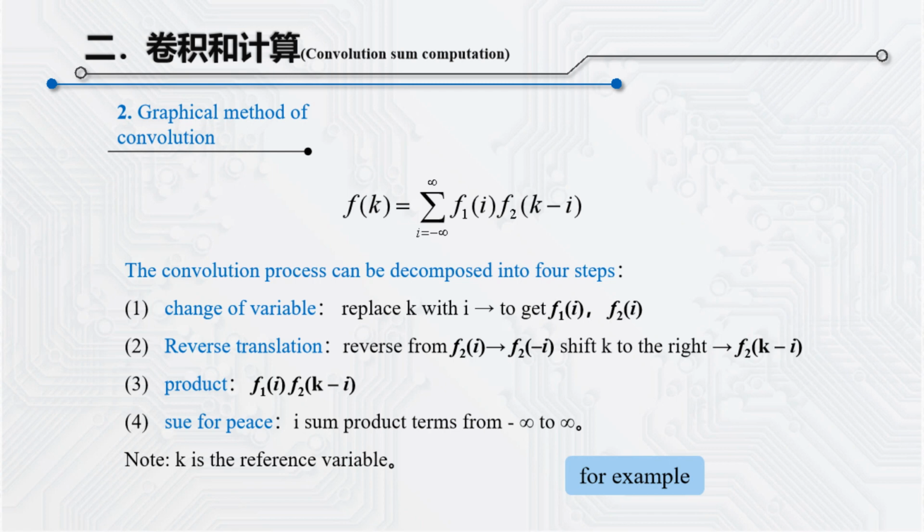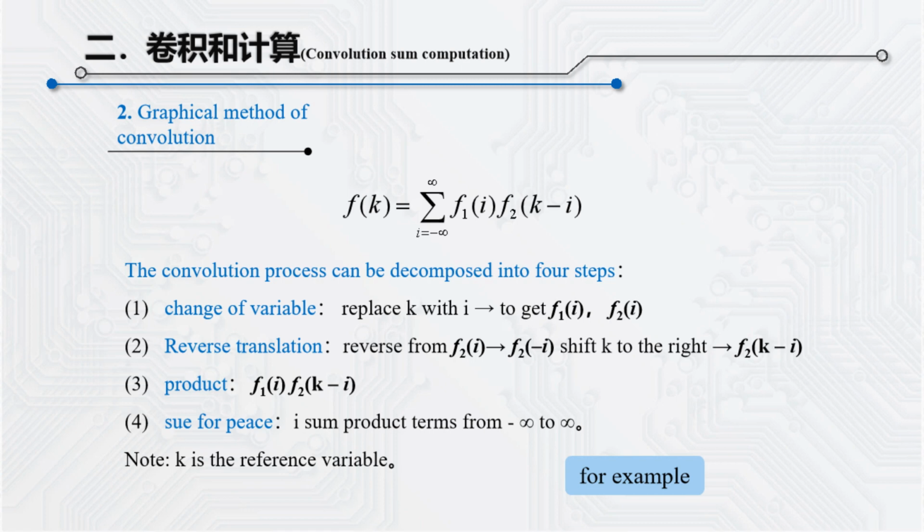The second method is the graphical method of convolution sum. The graphical method of convolution sum is divided into 4 steps. So from the expression for the convolution sum, we can see that the first step is to complete the variable exchange process. Exchange the two sequences separately, from k to i, you get f1 of i and f2 of i.